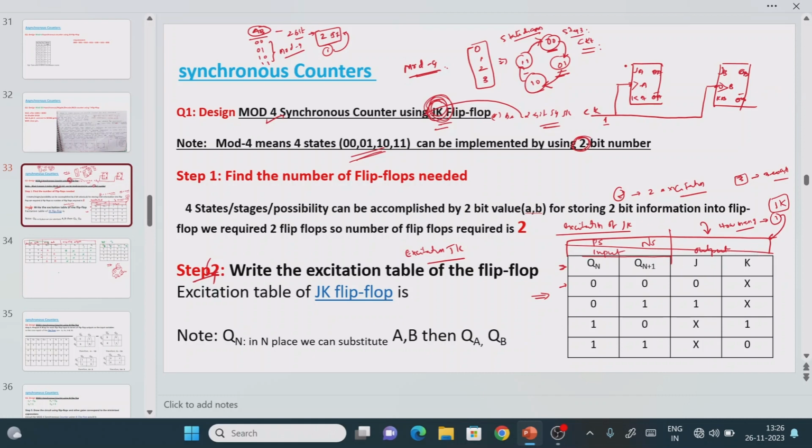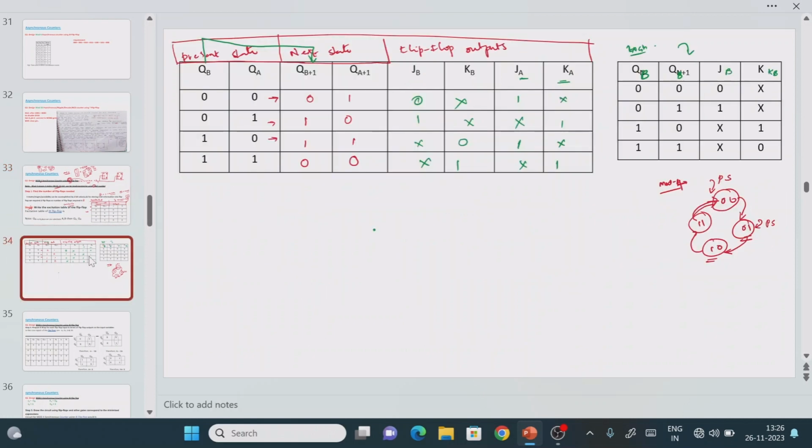This is for only a single flip-flop, but how many flip-flops do we have here? 3 flip-flops. So how many outputs will we be getting? JA, KA, JB, KB, JC, KC. Right? If you understand this concept, you can design the synchronous counter for any kind of requirement.